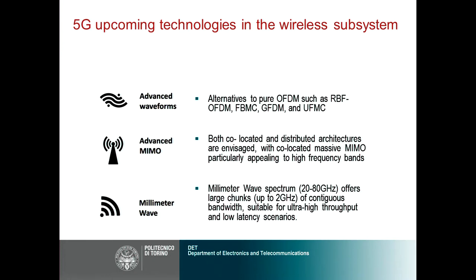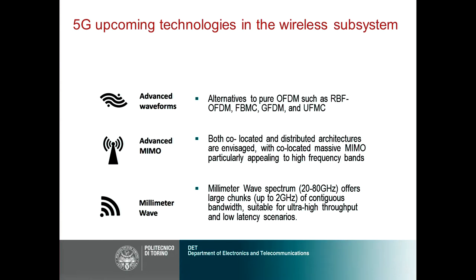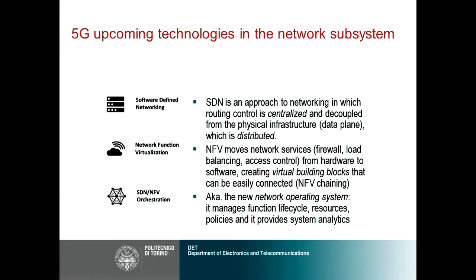The spectrum of 4G has been limited to 3 bands. 5G looks at these 3 bands and more. And there will be higher frequencies, so-called millimeter wave. Millimeter because we're talking about the wavelengths that correspond to frequencies higher than 20 gigahertz up to 80 gigahertz. They have different propagation properties, of course, but they will be useful because they have large chunks of bandwidth available at these frequencies.